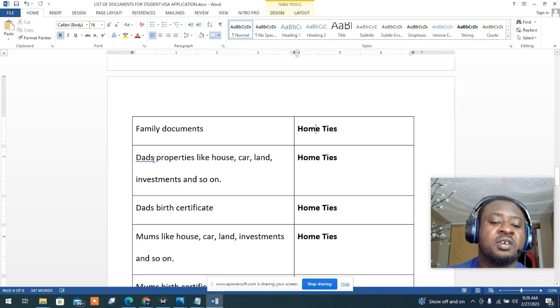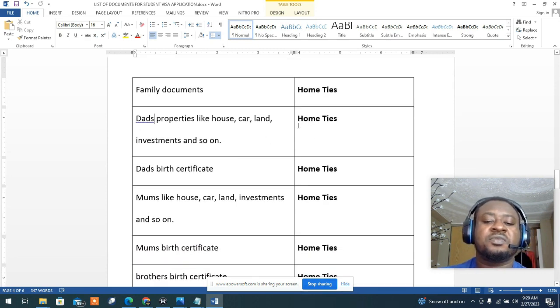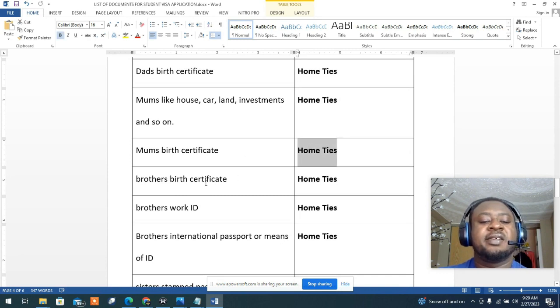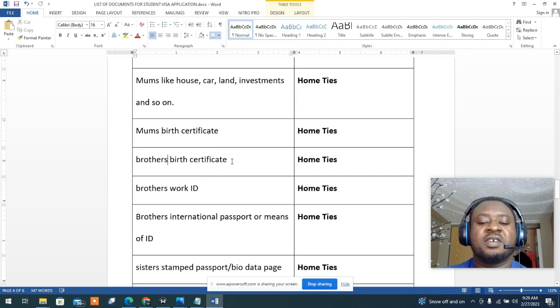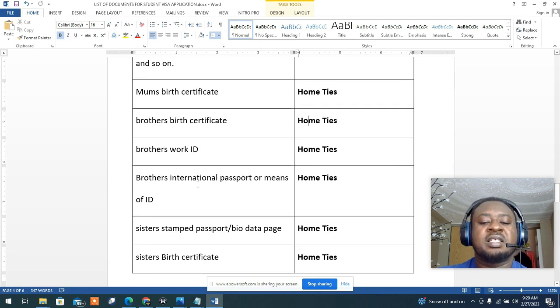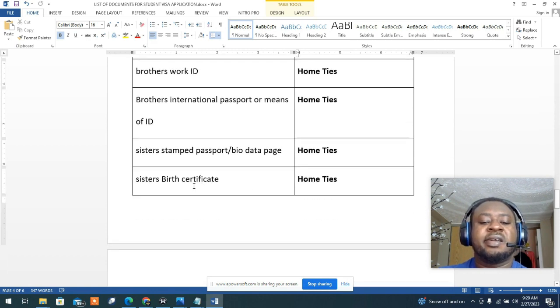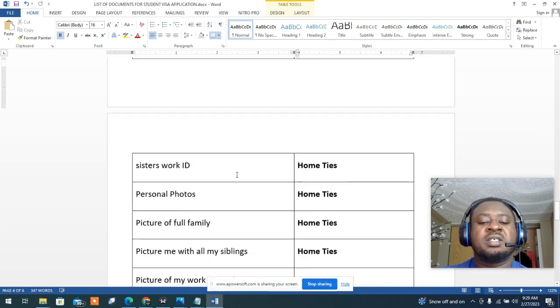Then if your dad has properties, assets, then you can include the documentation. It strengthens your home ties. Then we have your dad's birth certificate. It strengthens your home ties. Then the same thing with your mom. Your mom's birth certificate, home ties. Then your brother's and your sister's certificates, their documentation, whatever they have. So brother's ID, brother's international passport or means of identification, sister's passport or biodata, sister's birth certificate, and so on, sister's ID card, then your personal photo. These are home ties.